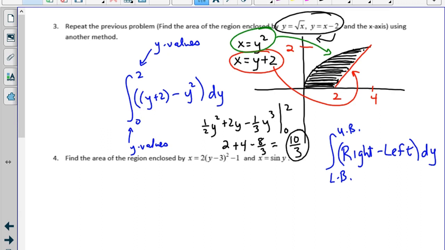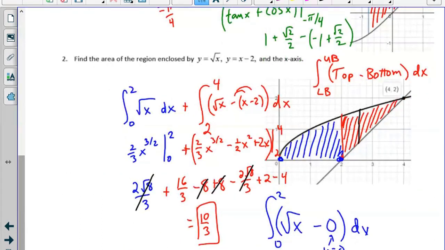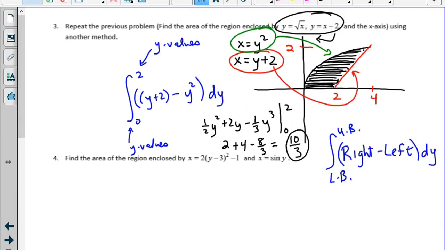Notice that when I integrated this with respect to y, I got the exact same value that I got when I integrated it with respect to x. So I got 10/3. That's good. I'm supposed to get the same answer if I'm doing the same problem. So this shows us that we can also integrate with respect to y, and that might make our life a little bit easier sometimes.